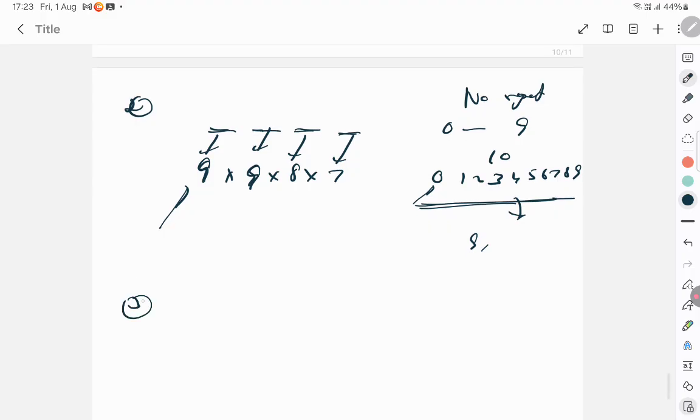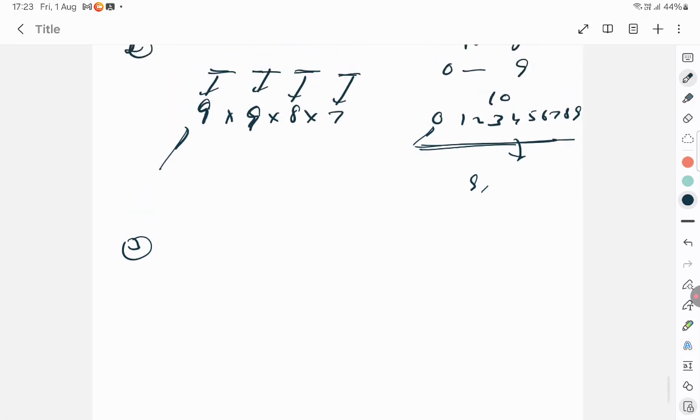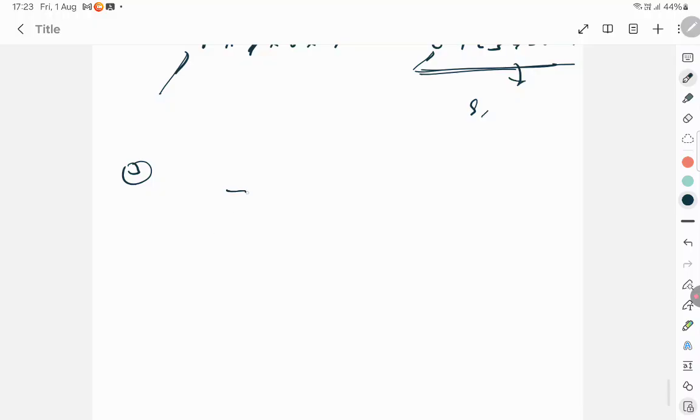So then let's go to next question. Is it the fourth or third question? Sorry. How many 3-digit even numbers can be formed by using the digits 1, 2, 3, 4, 6, 7? Even numbers are 2, 4 and 6. So this can be done in 3 ways. Either 2 or 4 or 6 can come there.